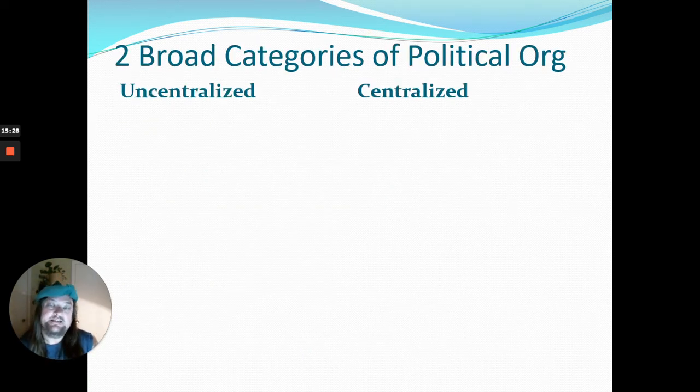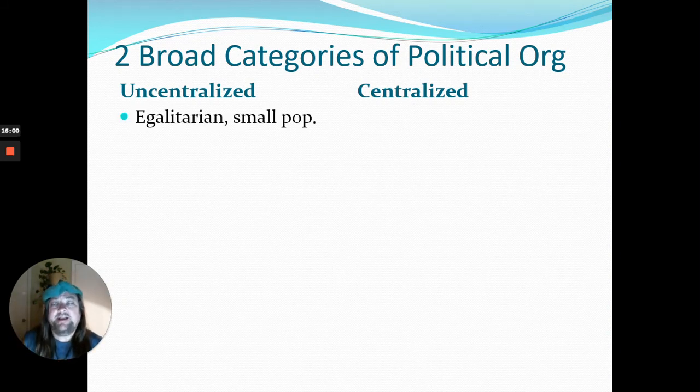So classically, and this is a bit different than how they frame it in the book, I do find this helpful to help students understand the difference between some of these forms of political organization. Classically, the four main types are split into two broader categories of uncentralized and centralized. And this is really interesting to consider, that not everything is about governments and things like that, right?